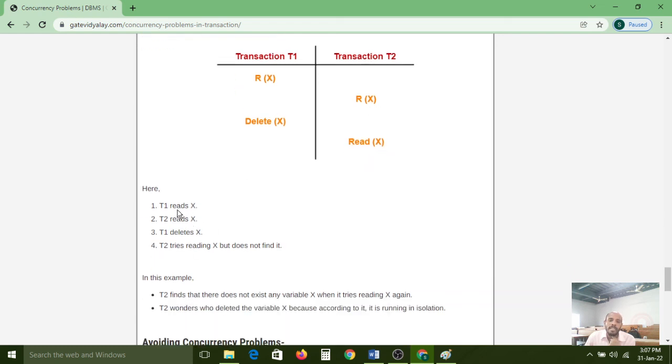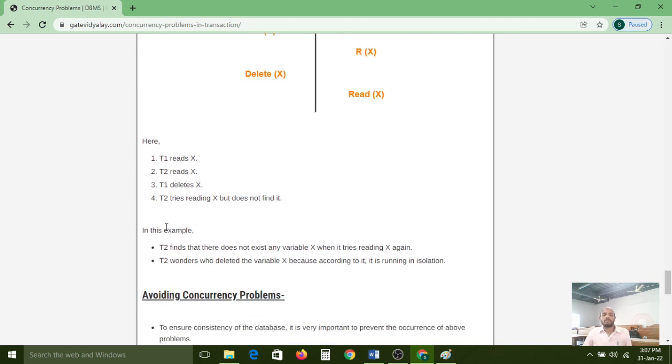Carefully observe. T1 reads X. T2 reads X. T1 deletes X. T2 tries reading X but does not find it, because here transaction 1 has deleted it. In this example, T2 finds that there does not exist any variable X when it tries reading X again.